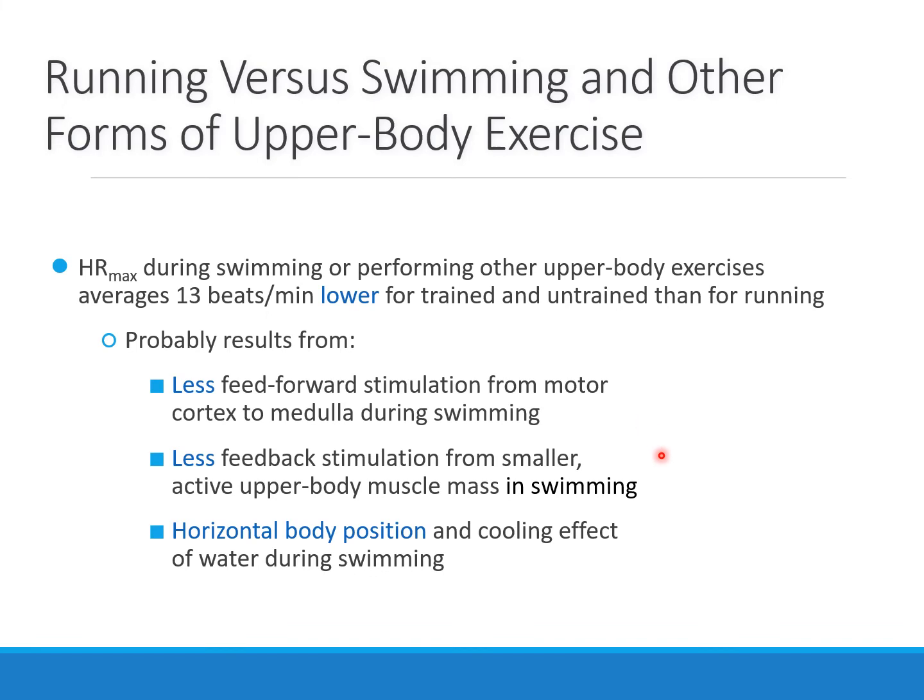You get less feedback stimulation from smaller active upper body muscle mass in swimming than you do with your legs during running. And the horizontal body position and cooling effect of the water during swimming can also reduce that heat response and reduce how much energy is being output during the swimming exercise versus running, when your body heat tends to ramp up a little bit more because you don't have the cooling effect of the water.